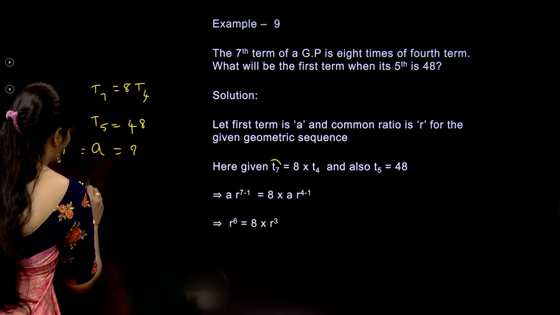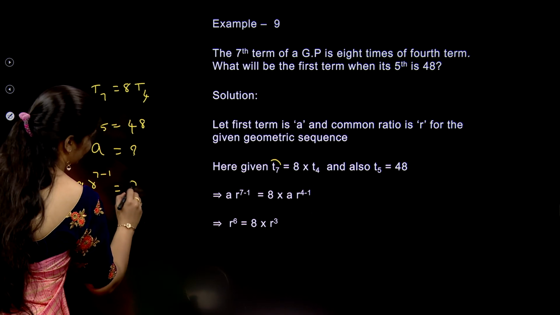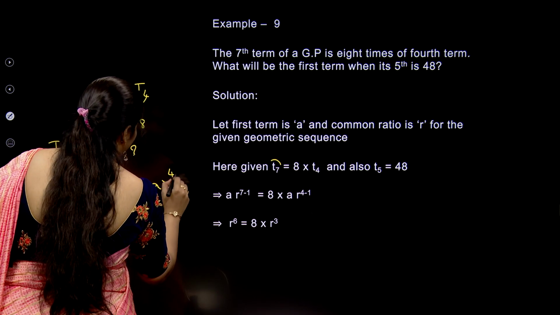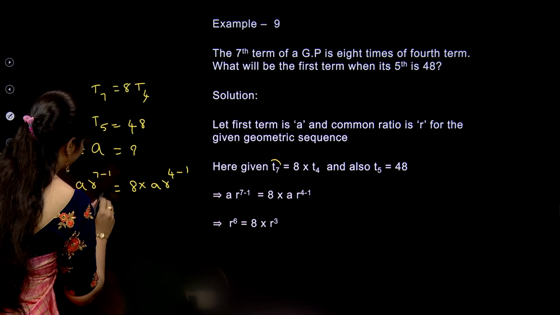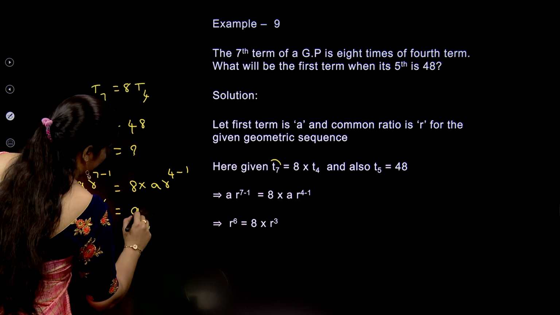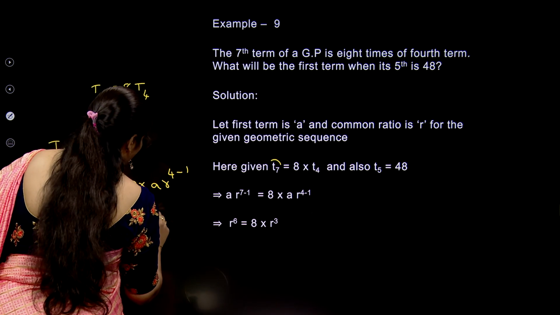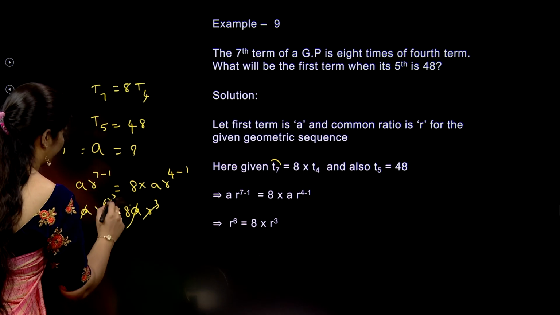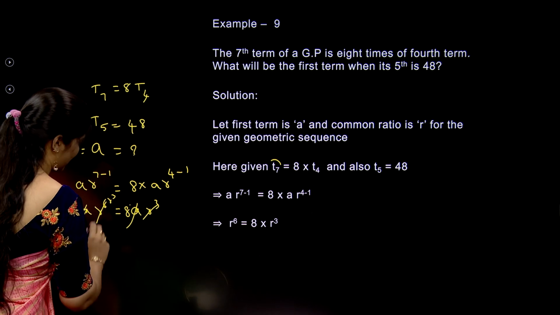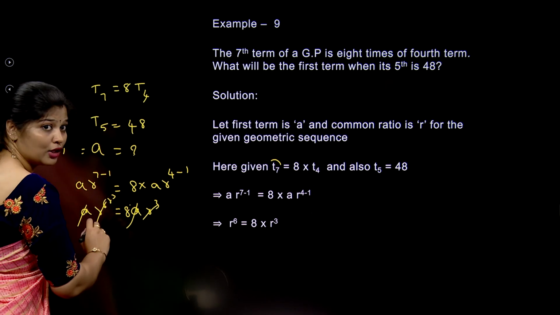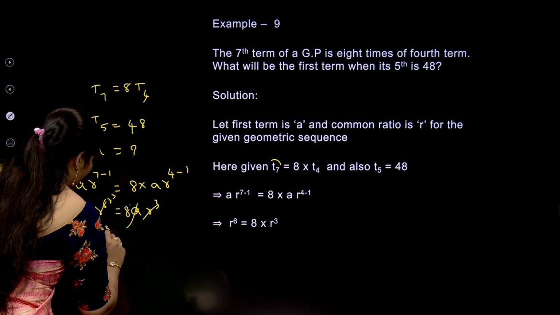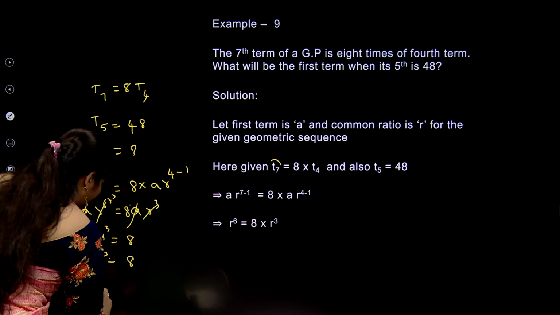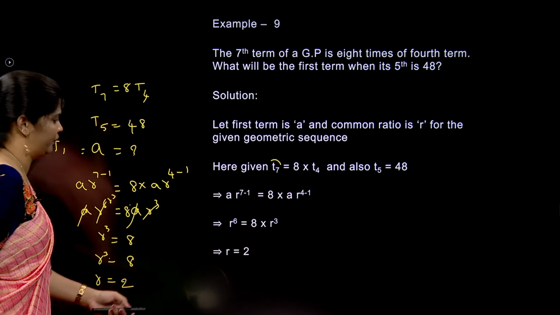Now A r power 7 minus 1 equals 8 into A r power 4 minus 1. So A r power 6 equals 8 A into r cube. So A gets cancelled. r power 6 by r cube equals r cube, so r cube equals 8, then r equals 2.